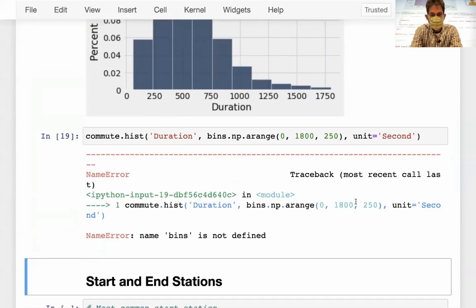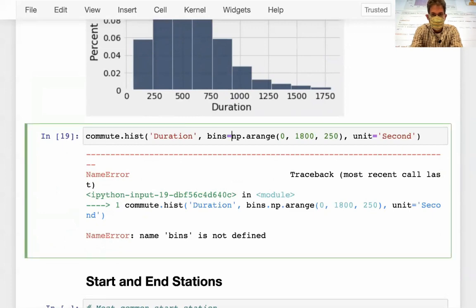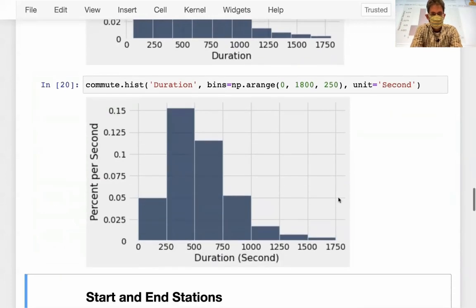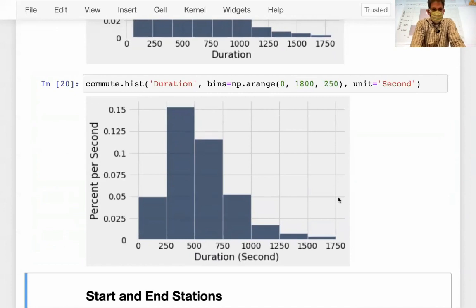Oh, what have I done? Bins equals, okay. There's some bike commutes that are really short. There's some that are almost half an hour, but the bulk of them, the most of the area, is in this range of, 600 seconds is like 10 minutes. That's what this is telling us.